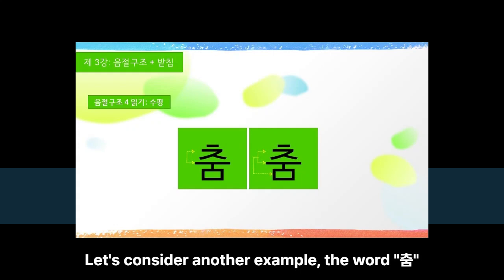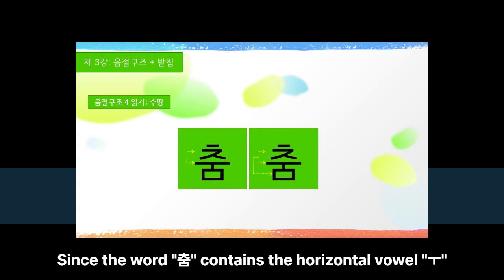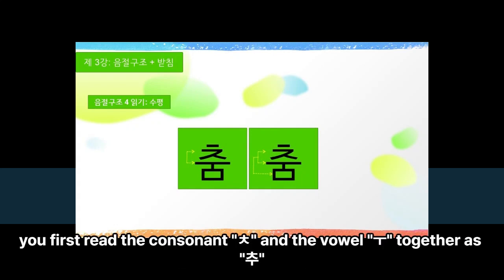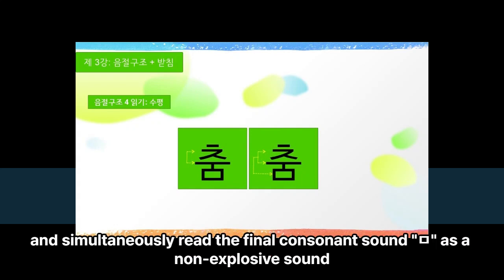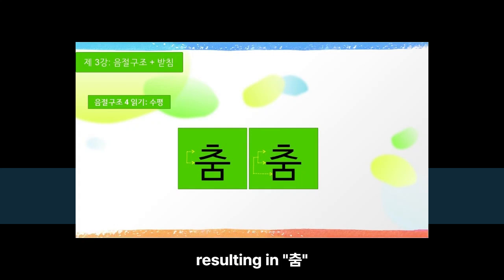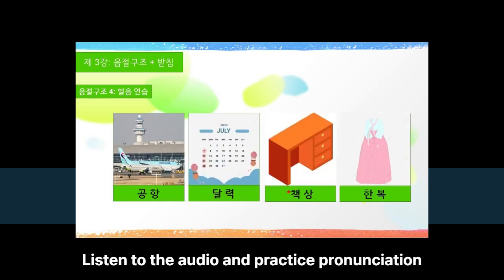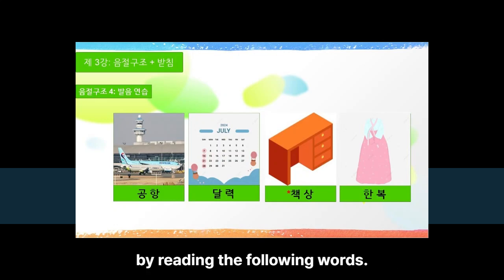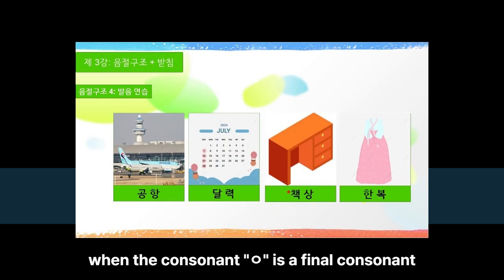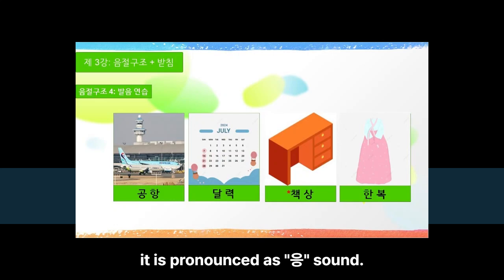Let's consider another example, the word chum. Since the word chum contains the horizontal vowel wu, you first read the consonant chiut and the vowel wu together as chu, and simultaneously read the final consonant sound mium as a non-explosive sound, resulting in chum. Listen to the audio and practice pronunciation by reading the following words. To confirm once again, when the consonant ing is a final consonant, it is pronounced as ung sound.